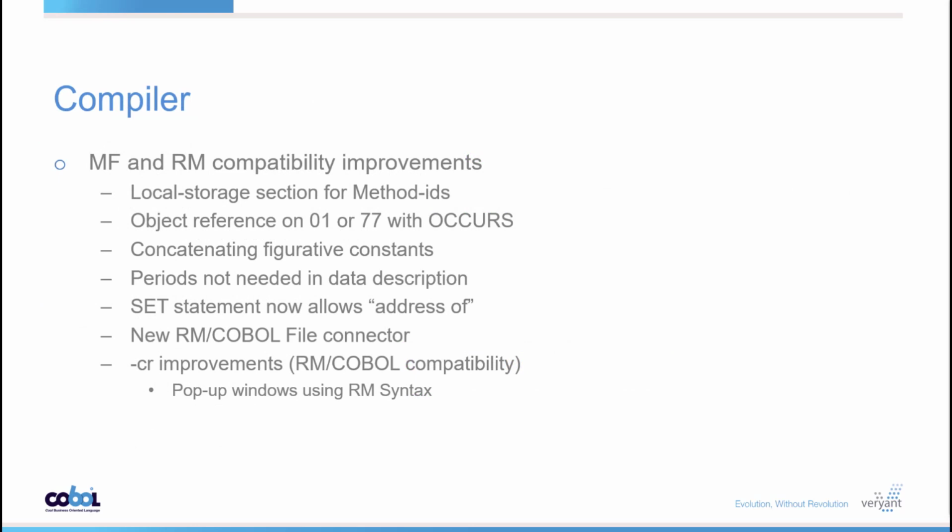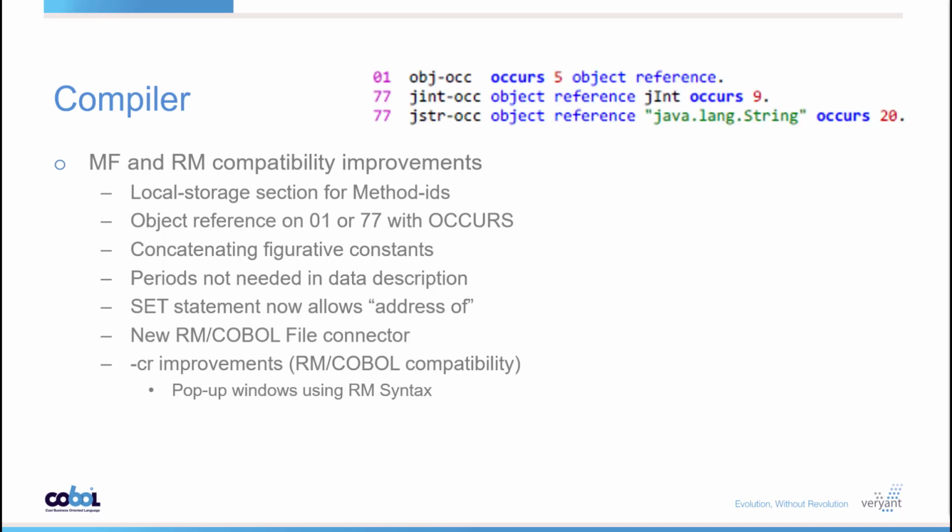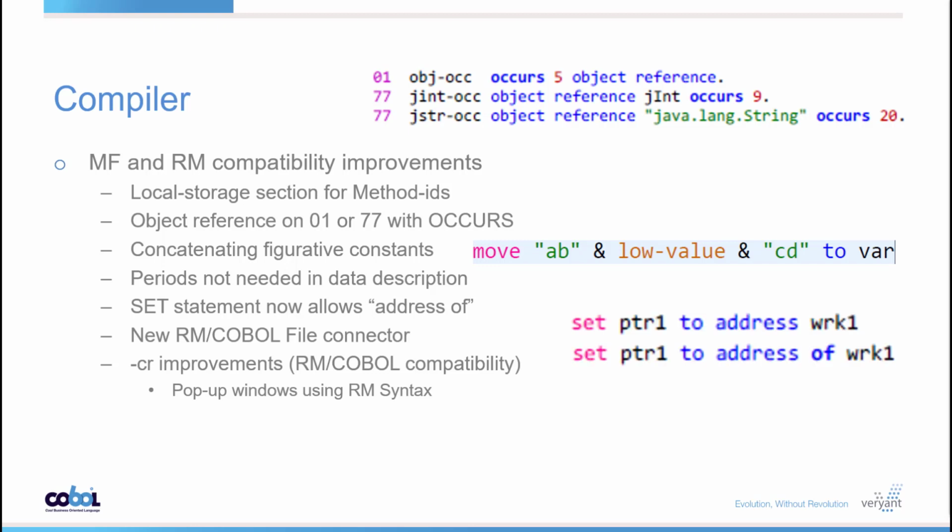These are the changes we've added to make it easier for our customers converting from Micro Focus and RM Cobol. The local storage section I just talked about has been added to method ID programs. You can now create a table of objects using the occurs in object reference variables. Instead of using string to concatenate variables, you can use the ampersand now. When you forget a period in your working storage section, now you'll only get an error, not a severe error. This means the compiler will let you know what it found, but it'll fix it for you when it generates the class. Address and address of are both acceptable in your set statements now.